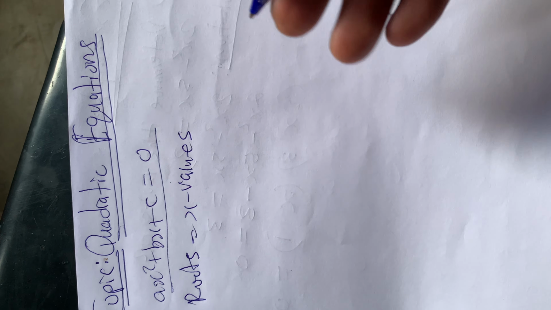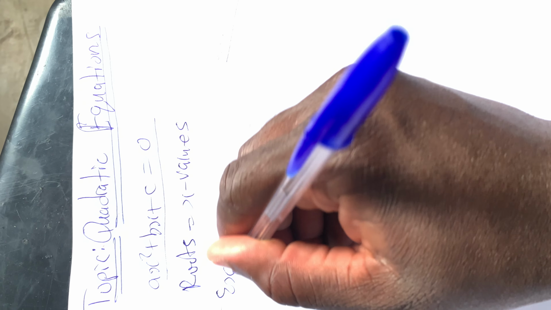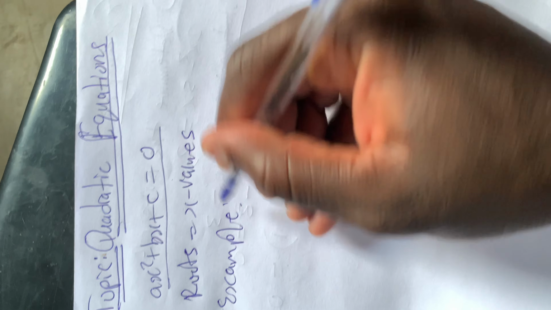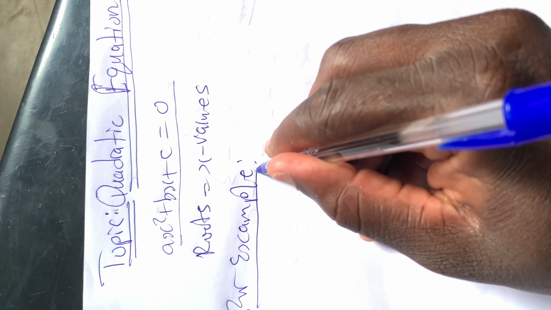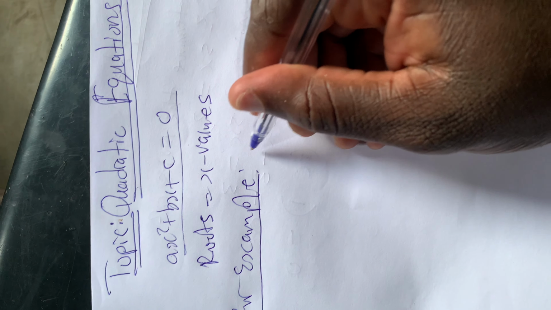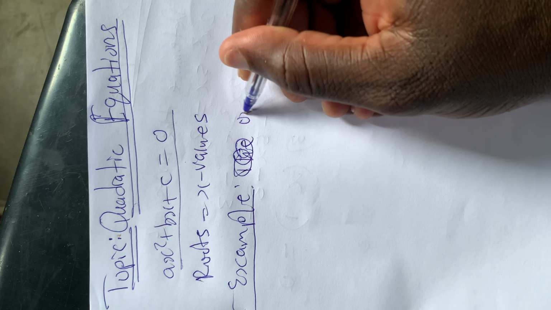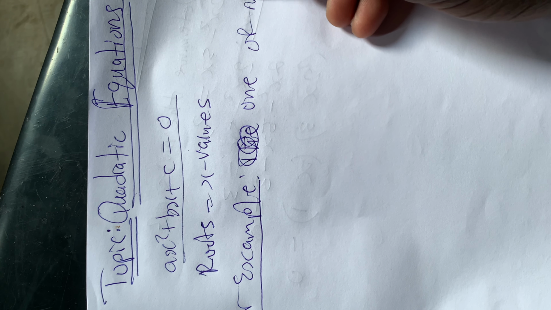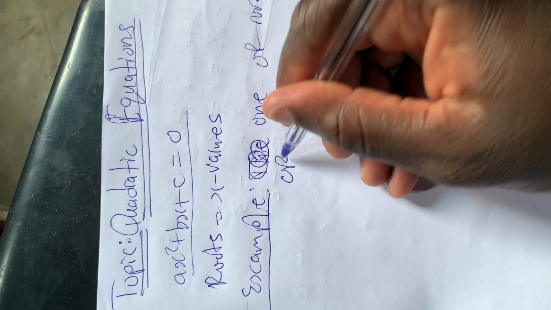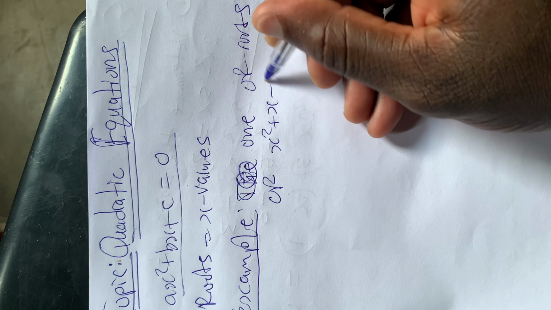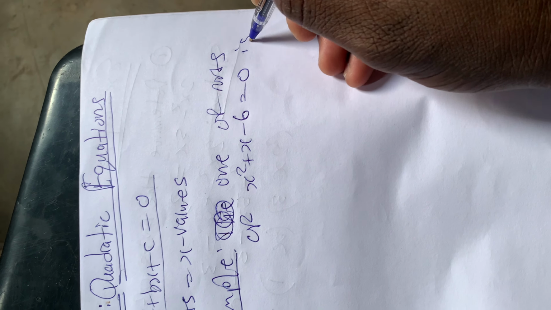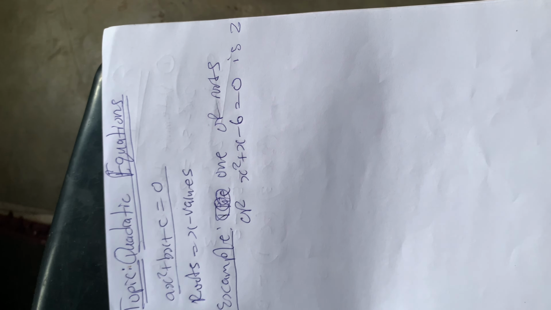So for an example, one of the roots of x squared plus x minus 6 equals 0 is 2. One of the roots of x squared plus x minus 6 is 2.